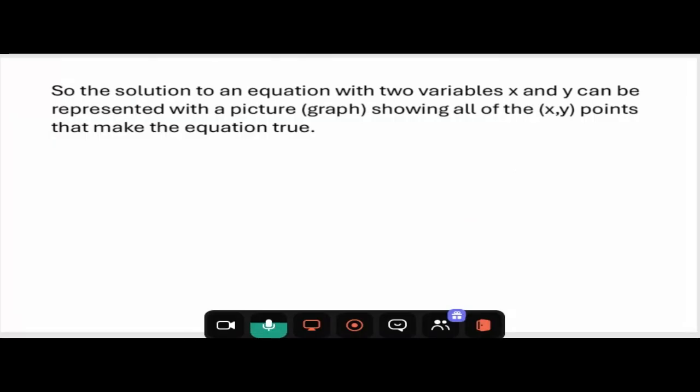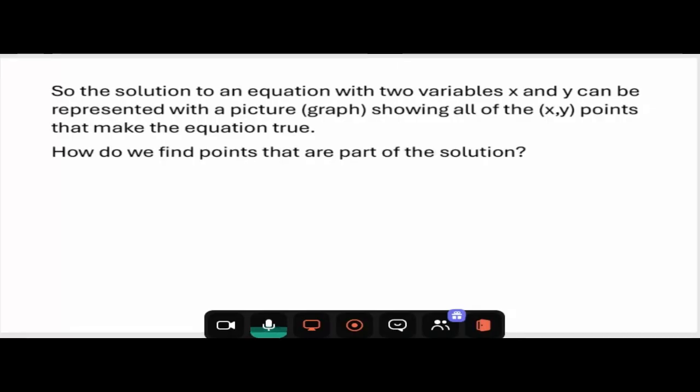Okay, so the solution to an equation with two unknown variables can be represented with a picture, which we call a graph, showing all the points that make it true. Next question is, how do we go about finding points that are part of the solution, points that are on the line? This is what we're going to spend a lot of time on in this chapter, finding different ways in different situations, the easiest and most useful way in each situation, to find points that make the equation true.